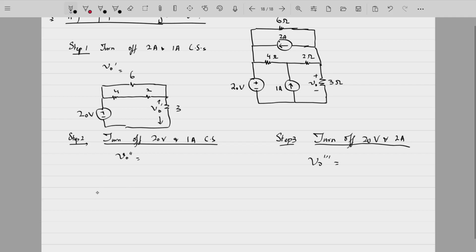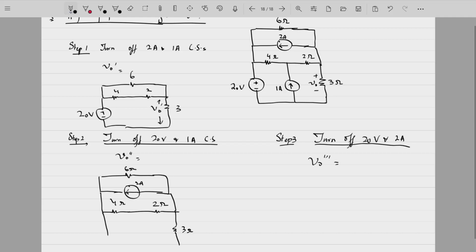In the second case, you have to keep 2 ampere current source on. This is 6 ohms. This is 2 ampere current source here. This is 4 ohms. This is 2 ohms. This is 3 ohms. 1 ampere करंट सोर्स को ओपन कर दिया, 20 वोल्ट को शॉर्ट कर दिया, तो ये आपका सर्किट हो गया. This is V0 double dash.